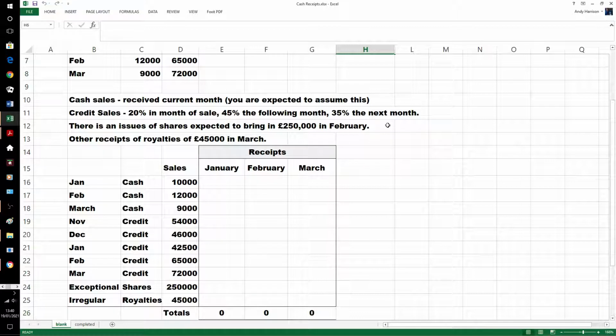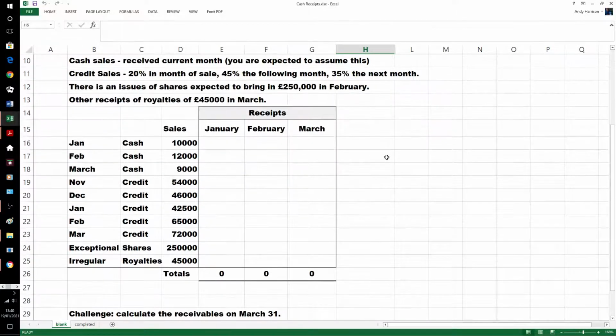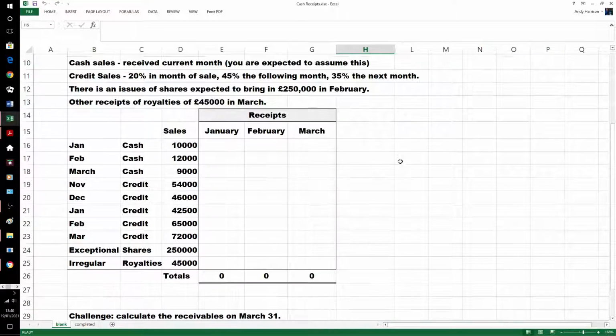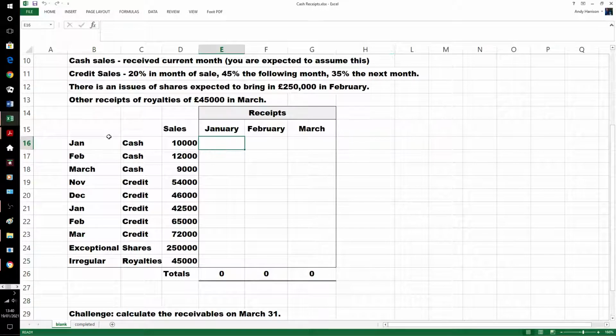It doesn't always add up to 100%. You may have bad debts. There's an issue with shares, so that's an exceptional item, a one-off item, and some royalties, so an irregular income in March. So all we have to do is build a bit of skill, practice these questions and be able to read instructions carefully. The bit about the 20% in the month of sale, 45%, there's lots of wording variations on that, so you have to read very carefully.